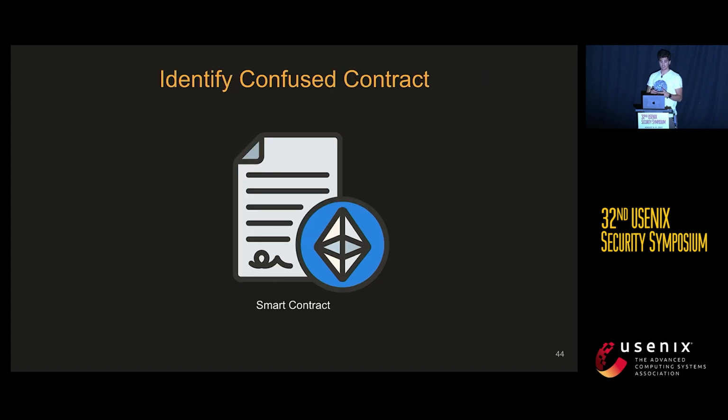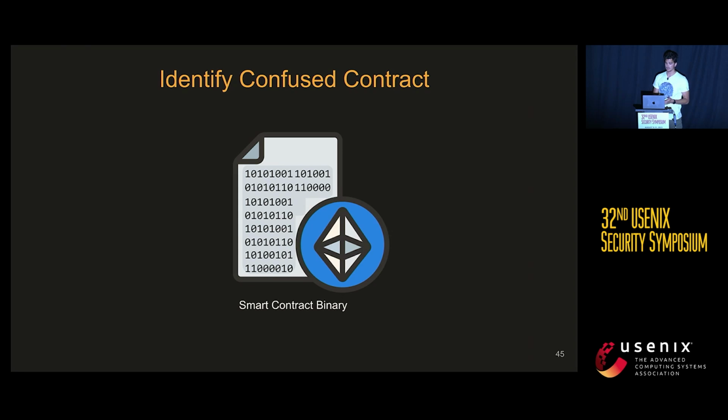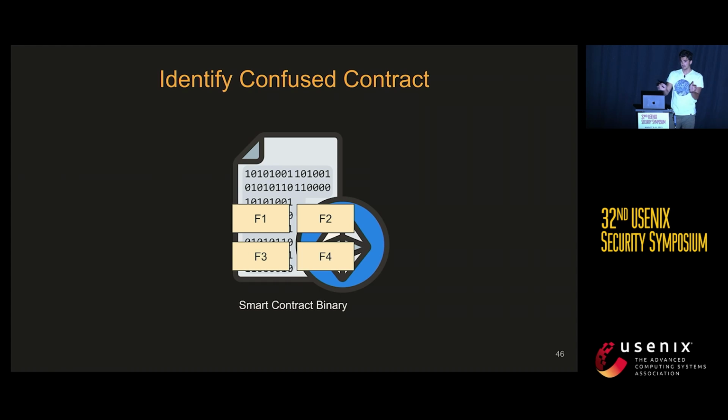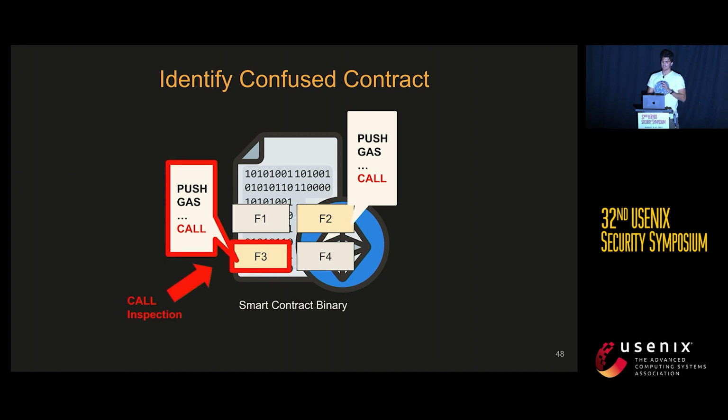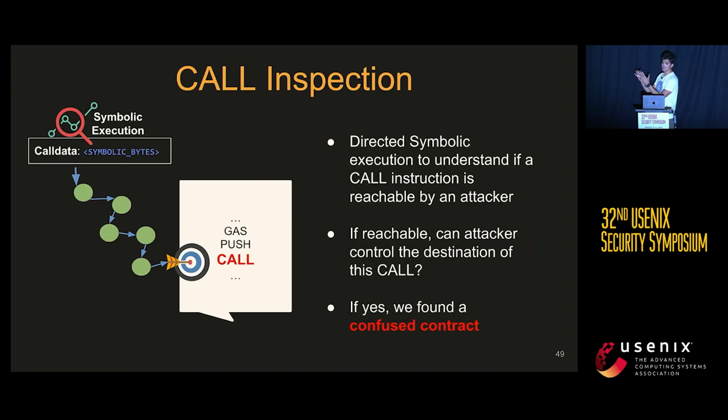So first question is, how do you find confused contracts? We take a smart contract, and specifically, we work with binaries, and we use the compilation framework GigaHorse. It's quite an amazing work. We identify all the public functions exposed by the contract, and we isolate the ones that contain a call. At that point, we perform this analysis that we call call inspection. I tried to compact it in this slide. It's quite complicated, so please check out the paper if you want to know more. But very briefly, we perform directed symbolic execution to understand if a call instruction is reachable by an attacker. And if it's reachable, we check if an attacker can control the destination of the call. If yes, we found a confused contract.